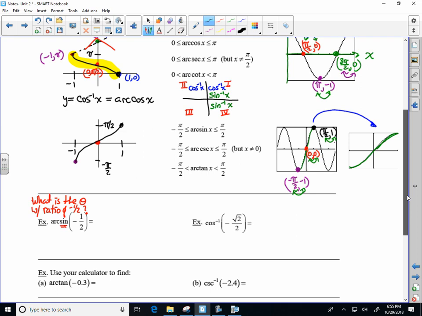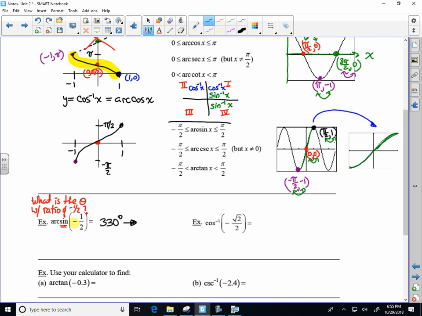But specifically in only the first and fourth quadrants. Well, everything's positive in the first quadrant, and I need a negative ratio. So now I've narrowed it down to the fourth quadrant. So what angle has a y value of negative 1/2 in the fourth quadrant? 330. Why are we only looking at the first and fourth?